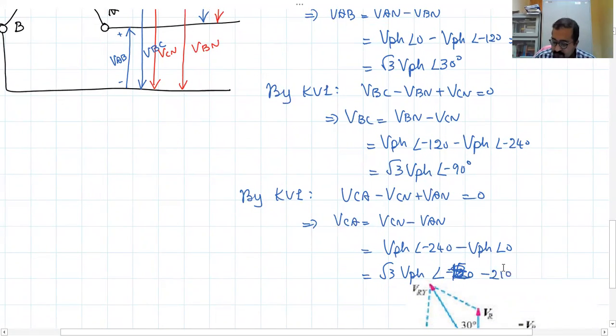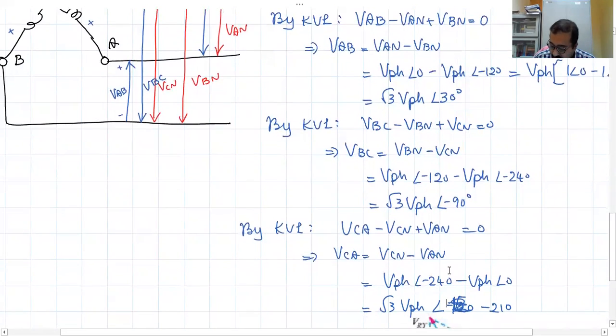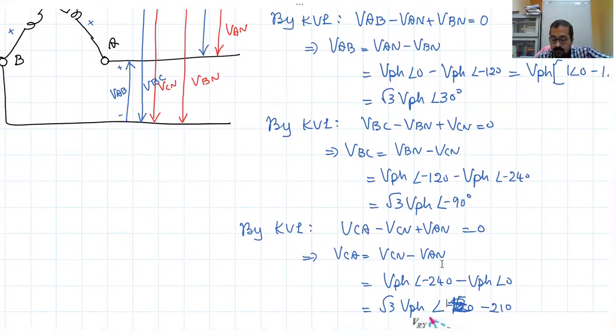Minus 210. Right? So what's the meaning of this? It means that the respective line voltages will be leading the respective phase voltage by 30 degrees. And you see the line voltage magnitudes are all equal: root 3 VPH, root 3 VPH, and root 3 VPH. Magnitudes are equal and they also differ by 120 degrees. So what's the conclusion?